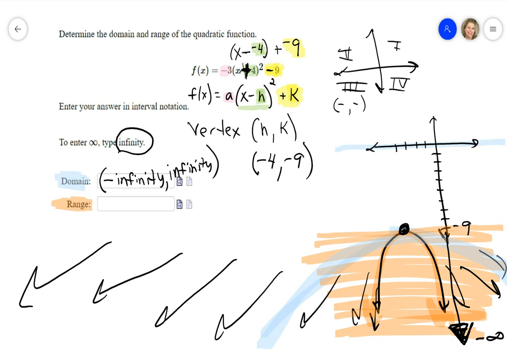Now, intervals go from smallest to largest. So I would have to start with the -infinity and go up to the -9. But you must include that number. So that gets a bracket. Infinities always use parentheses because technically nobody's ever been to infinity.